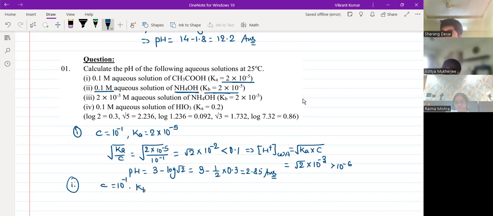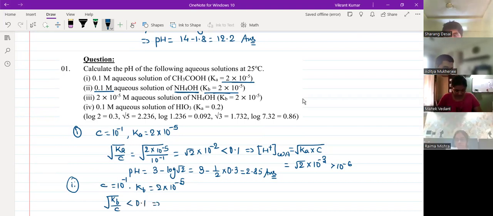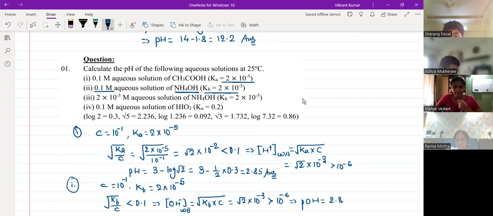ये लिखा Kb लिखा तो 2 into 10 raised to minus 5. And then if you check under root Kb by C check करेंगे यहाँ पे, that will be coming less than 0.1. So we'll be calculating OH minus, which is under root Kb into C, and that is from weak base actually. And that is root 2 into 10 raised to minus 3, which is greater than 10 raised to minus 6. And that's why pOH will become whatever we have calculated, 2.85. So pH will become 11.15. That will become the answer.